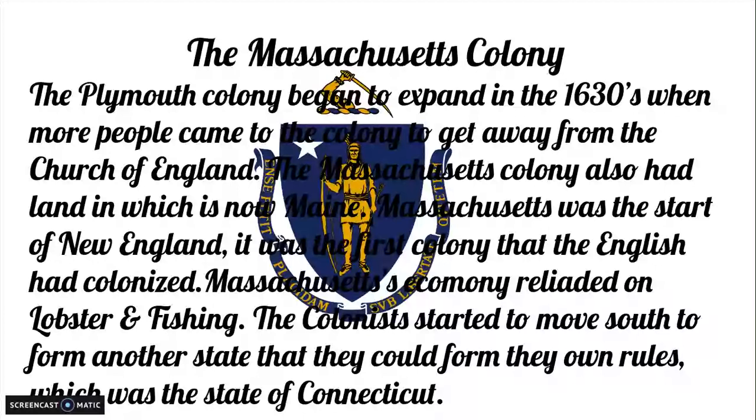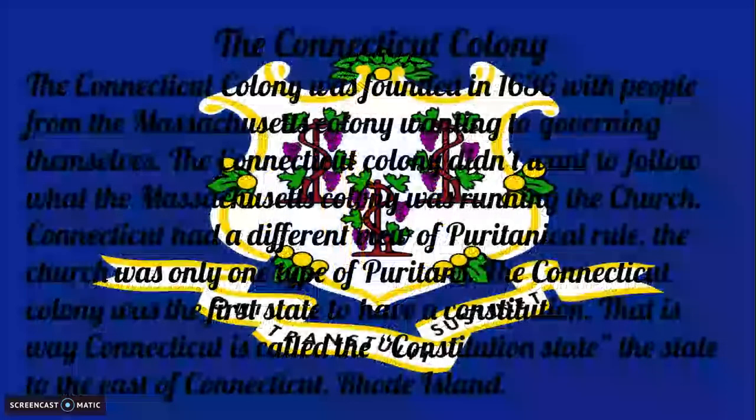Massachusetts economy relied on lobster and fishing, lobster and whaling, sealing, all that. Shipbuilding, definitely. The colonists started to move south when the Puritans were getting too strict. In the 1630s, they moved south and formed the colonies of Connecticut and Rhode Island, and some went up north into New Hampshire. But first, we get into the Connecticut colony, which was founded in 1636 from people from Massachusetts Bay Colony, also people from England, wanting to govern themselves.